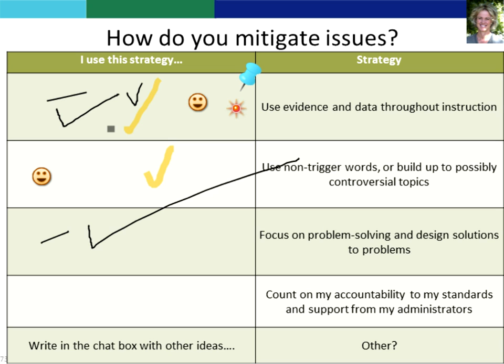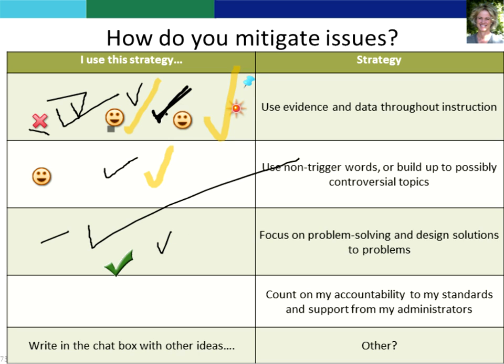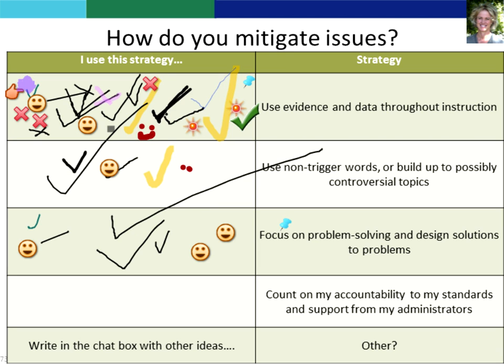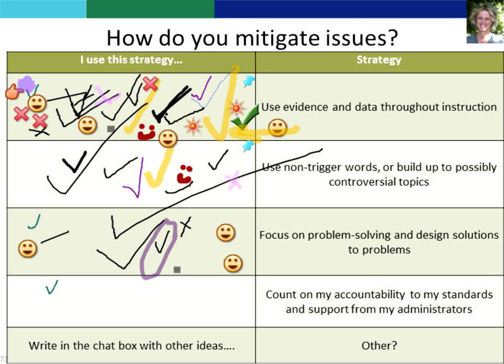Yeah, I've seen teachers talk about ocean currents, I talk about ocean change, and then we get into sea level rise. Focus on problem solving, use evidence and data. Of course, science class. Evidence and data is where it's at. Okay. Wow. So not a lot of people counting on the standards and support from administrators.